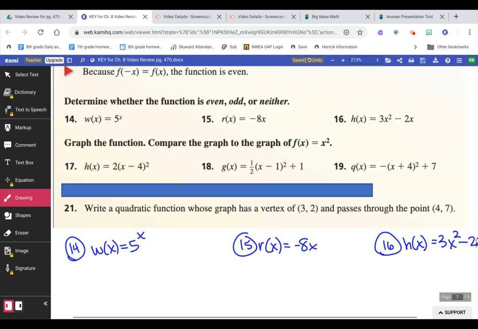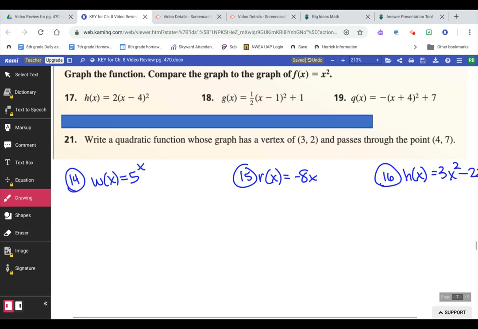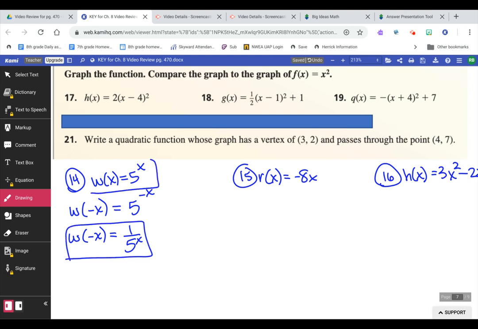When we look at number 14, I actually think it is the hardest one here, because if we put in negative x into x's spot, yes, the signs changed, but this actually is equal to 1 over 5 to the positive x. So this is not equal to the original function, nor are you making w of negative x equal to the opposite sign of the original. So this ends up being neither. But that one was a tricky one.